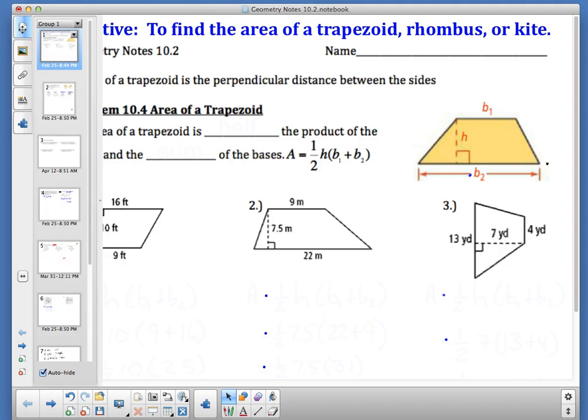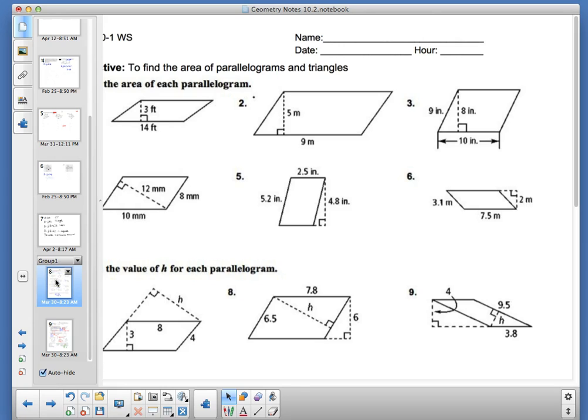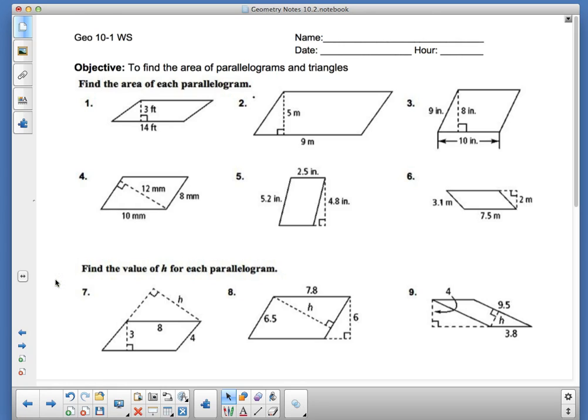Okay, take out your assignment from yesterday. Let's pull that up. I hope you noticed a few things. Did you notice the problems are exactly what we did in notes in a lot of cases?